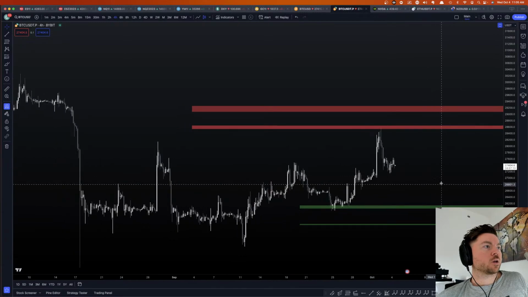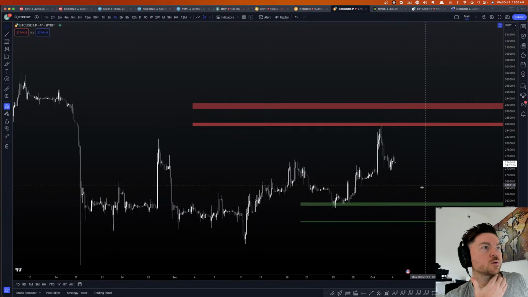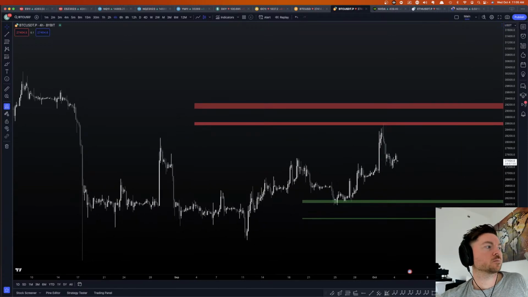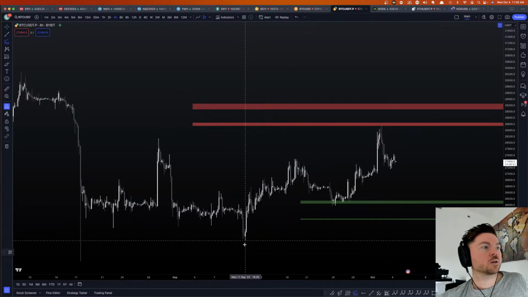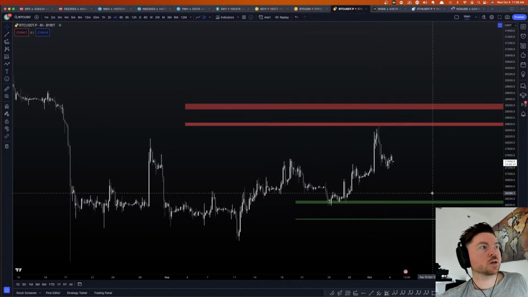So we'll start with Bitcoin and what we marked out last week. These were the same boxes I had marked out. What I talked about was that this could be some kind of leading diagonal, and then this was a flat, then we could see a rise like that.